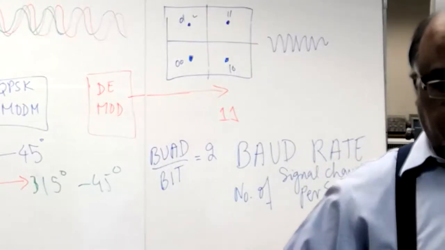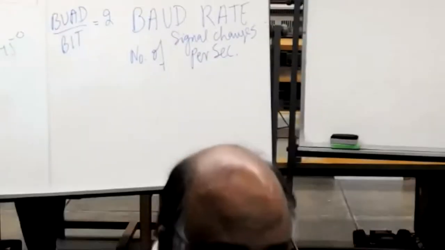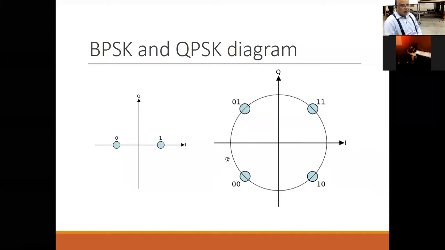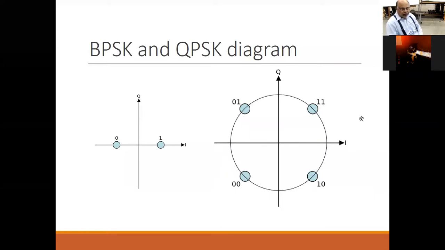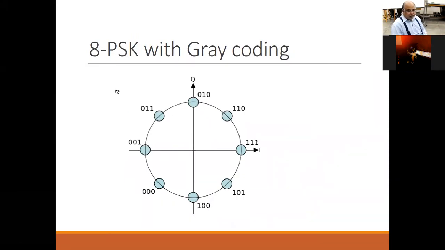As time went by, better and better circuits were made and more accurate information could be sent. So what happened was that they decided to increase this. Look at this. This is 8 PSK with gray coding.